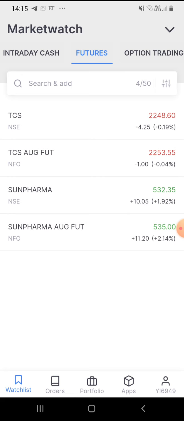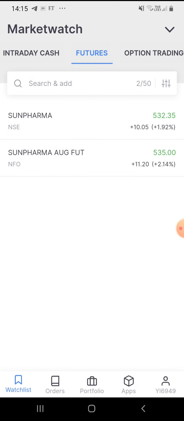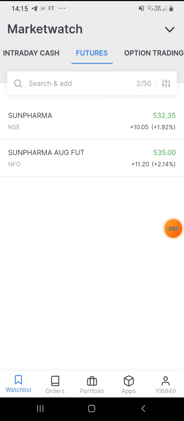Okay, so we can just remove this TCS first. We can take the example of Sun Pharma itself. What is this first one? Sun Pharma real value on NSE. Second one, you know that now, Sun Pharma future value. So now we need to take Sun Pharma options.